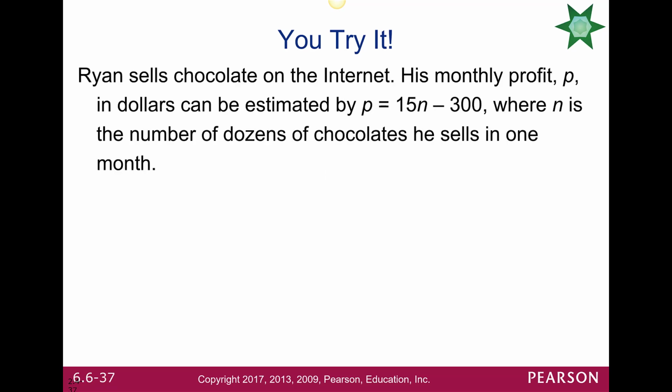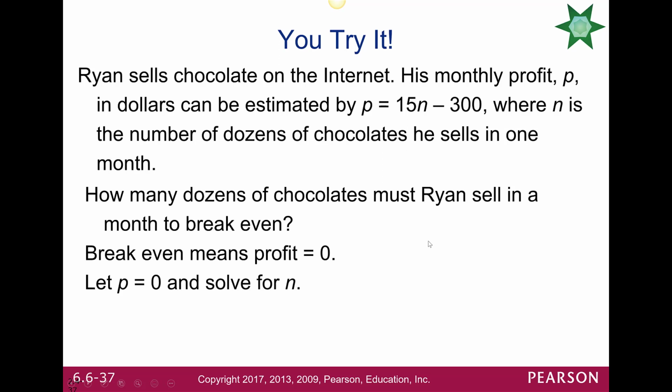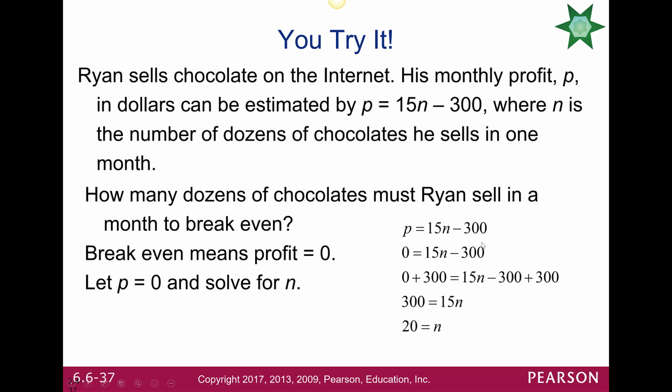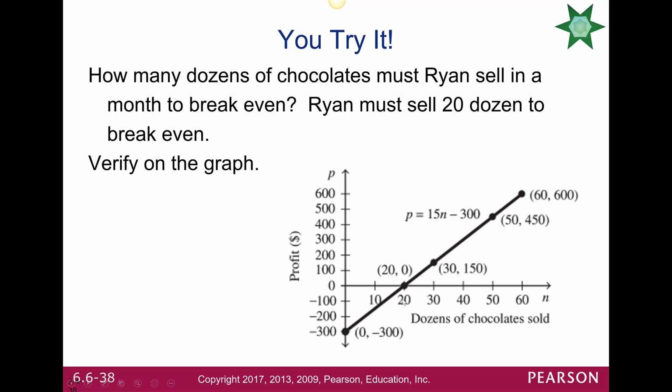And then we want to know how many dozen chocolates he has to sell to break even. Break even means no profit, means profit is 0. So I'm going to let P equal 0 and solve for n. And when I do that, I come up with 20 dozen chocolates. So if he sells 20 dozen chocolates, he'll break even. And again, I can verify that on the graph here. If you look here, when you have 20 dozens, it's actually crossing over. That's the x-intercept, and that would be his break-even point.